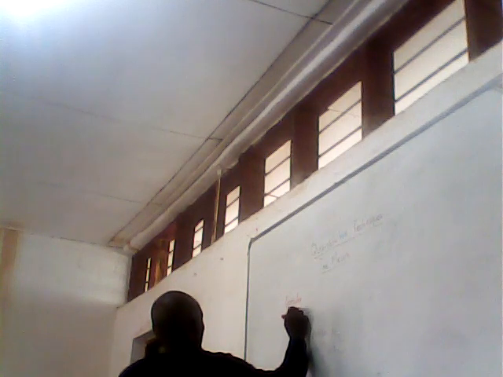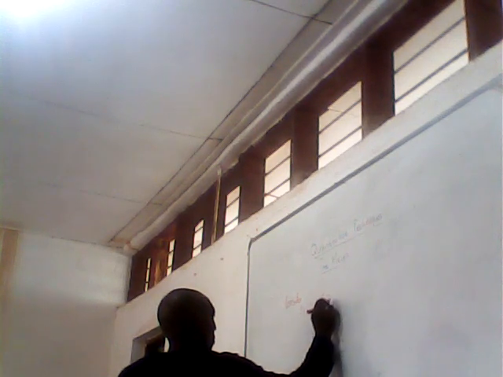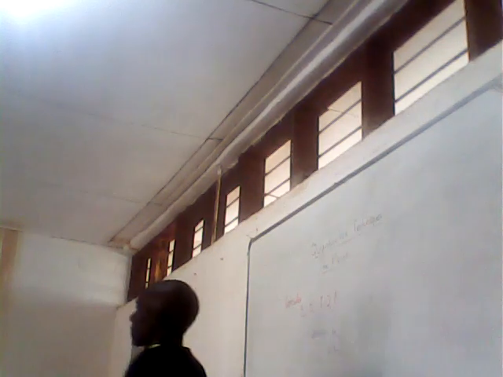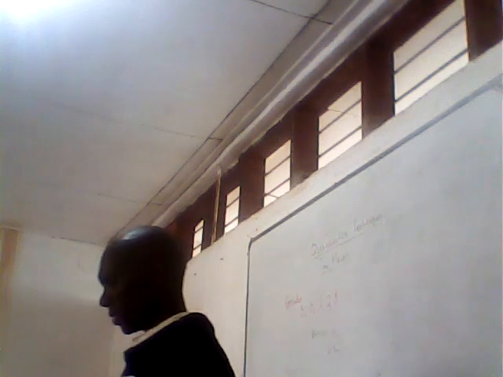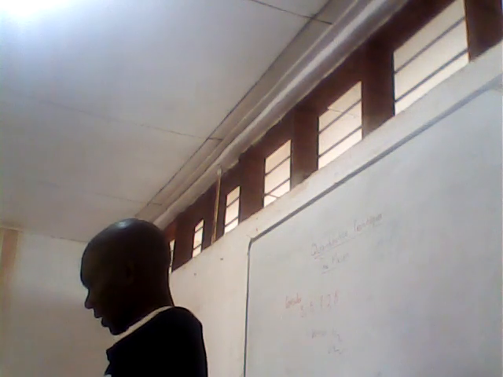Consider the following numbers: 3, 5, 7, 2, 8. You can be required to find the mean. So how do you find the mean?